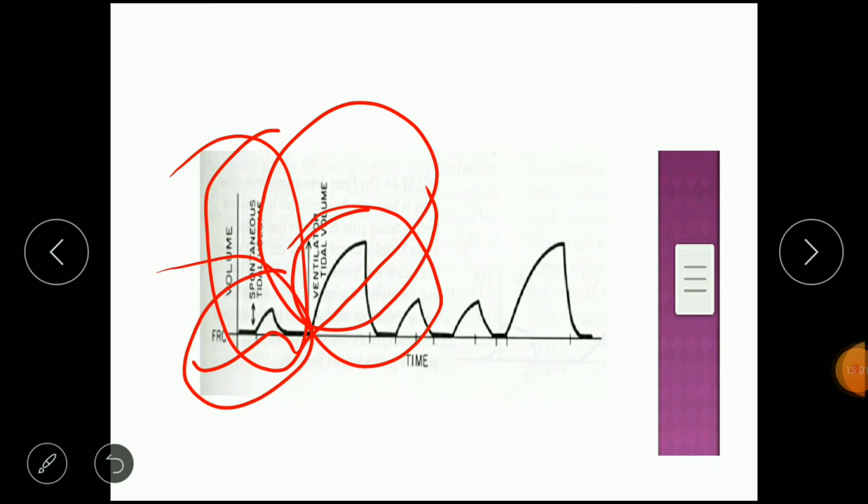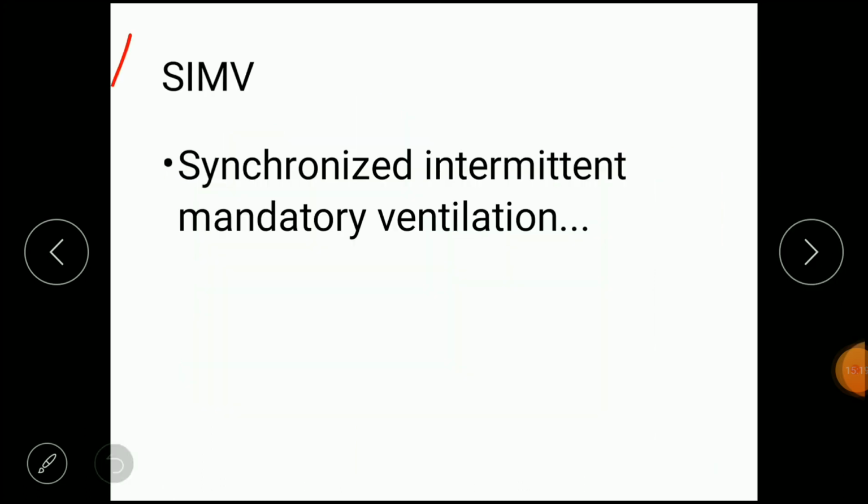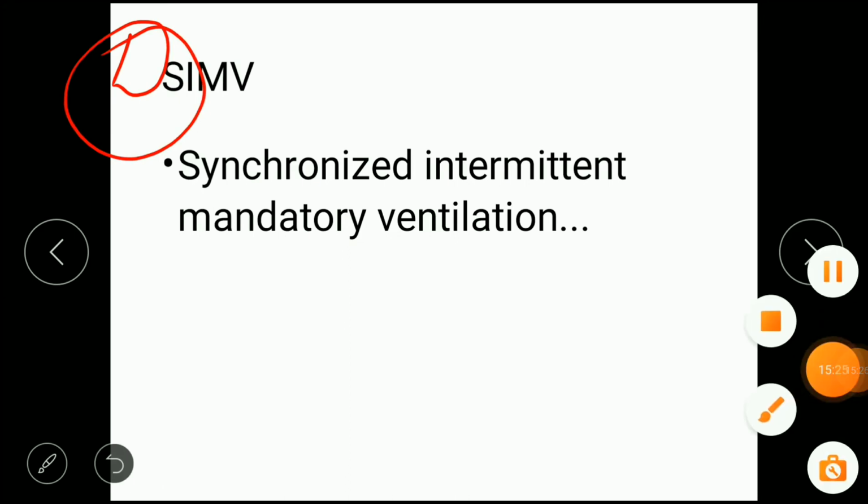So in AC mode, what is different? The patient just initiates a breath and then the ventilator provides all of the breath. But in this mode, spontaneous breathing also continues along with machine ventilation. So it is a benefit of intermittent mandatory ventilation. The fourth mode is SIMV, synchronized intermittent mandatory ventilation.